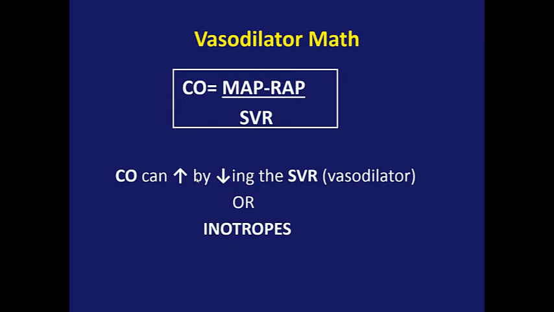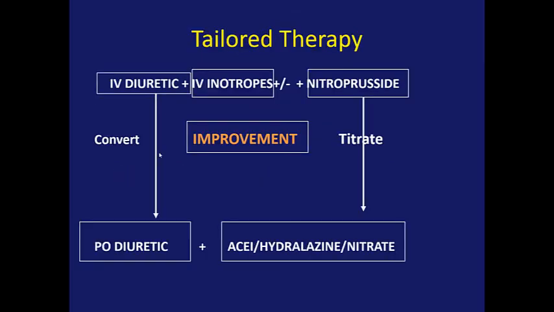So there's a couple ways we can increase the cardiac output. We can do that by decreasing the SVR. Depends on the patient, but in our heart failure patient, you don't want to give them preload, or you can give these patients inotrope therapy.